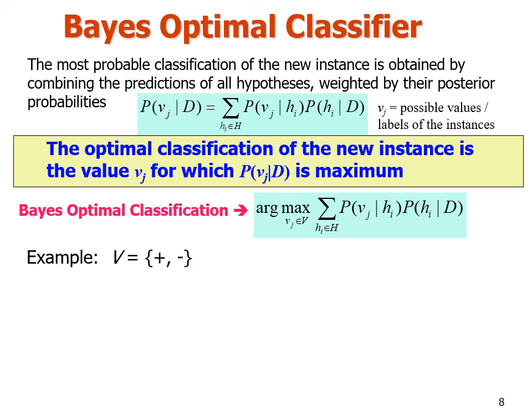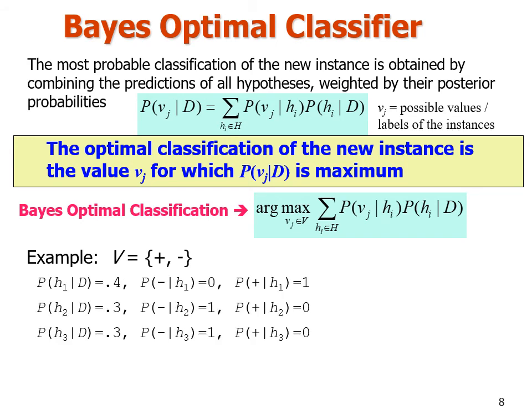Let us assume that we are having set V that includes two labels, positive and negative. We are having three hypotheses in our hypothesis space, H1, H2 and H3. Various probabilities are being provided. So, probability of H1 given D is 0.4, probability of H2 given D is 0.3 and probability of H3 given D is 0.3.